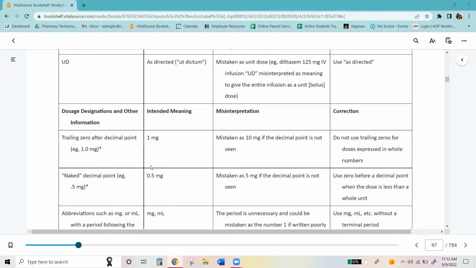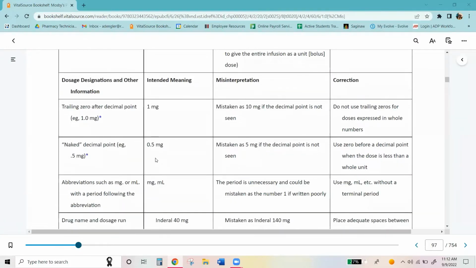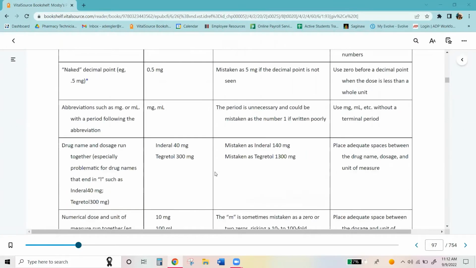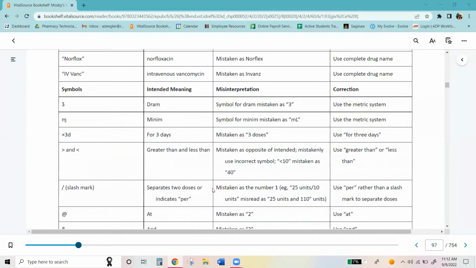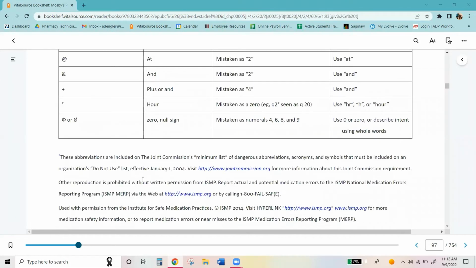ordered. We also do not want to do trailing zeros after the decimal. So if the medication is 1 milligram, we shouldn't put 1.0 milligram, because that could be mistaken for 10, which again would be a huge dose increase. So the list is kind of long, but you can review it.